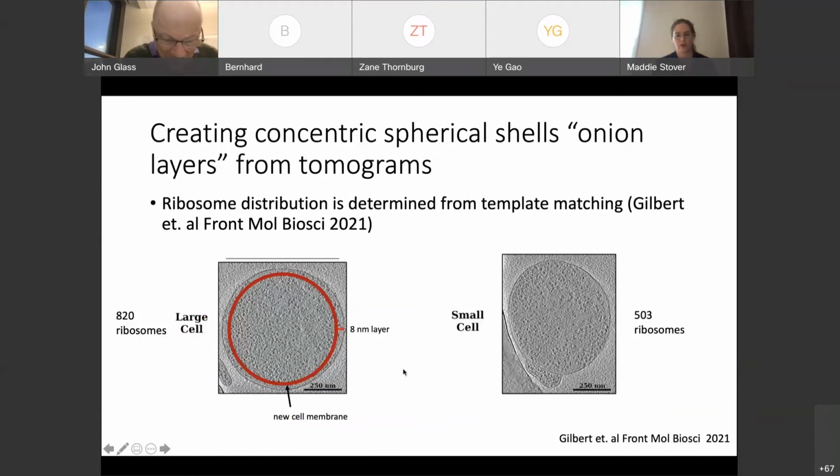So again, just to show this with the tomograms, we have the tomogram of the large cell on the left and the small cell on the right. My colleague Benjamin discussed how we use template matching to get the distribution of these ribosomes, 820 for the large cell, 503 for the small cell.